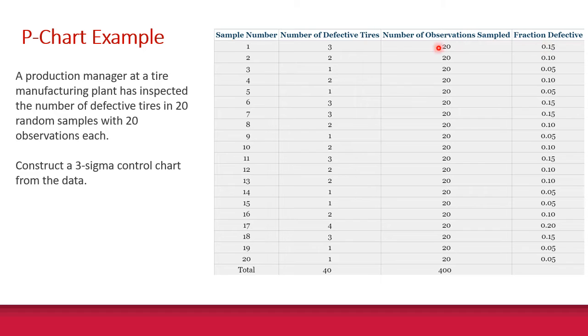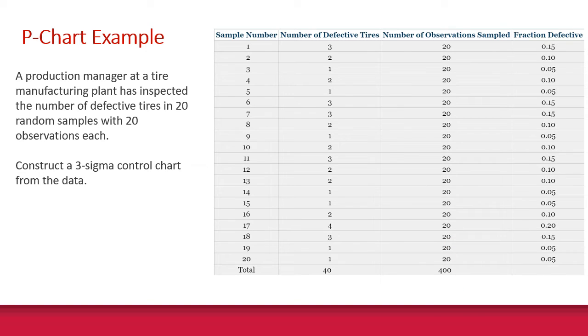So the fraction defective in this particular sample would be 3 divided by 20, which is 0.15. Next hour we pull off 20 tires, and 2 are defective. 2 divided by 20 is 0.1, and so on. We just continue this for the entire 20 samples that we take. For the number of defective tires, we can simply add up this column and we get 40. The number of observations: in this case 20 hours times 20, which is 400.